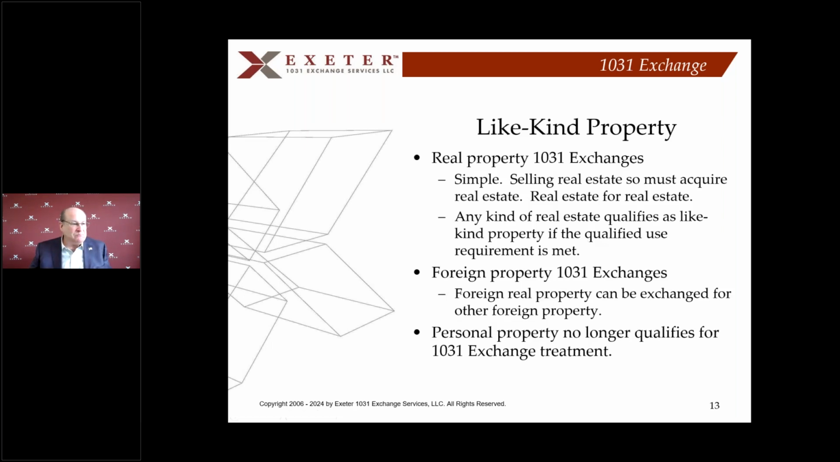The other area we get a lot of questions on is like-kind property.